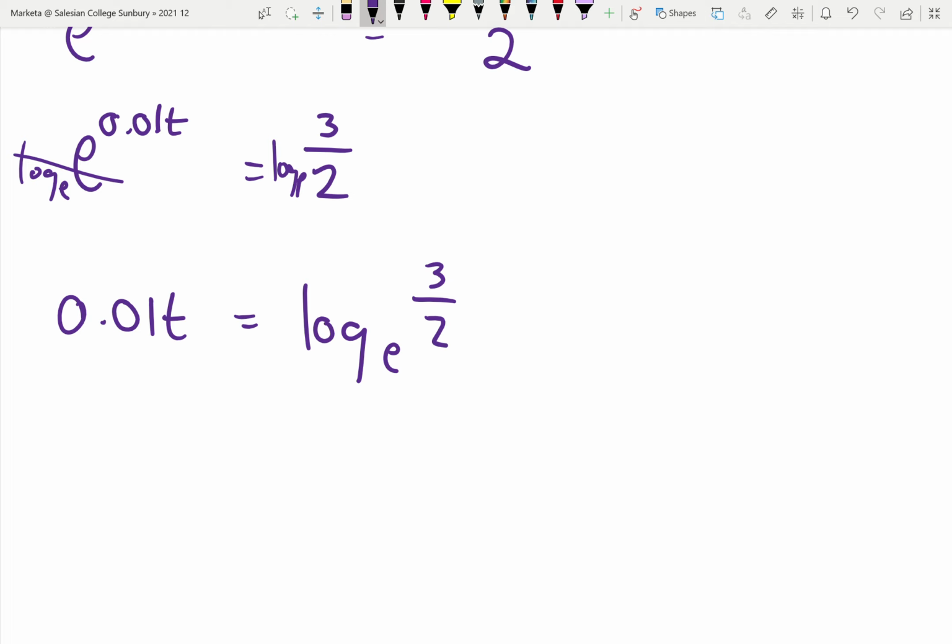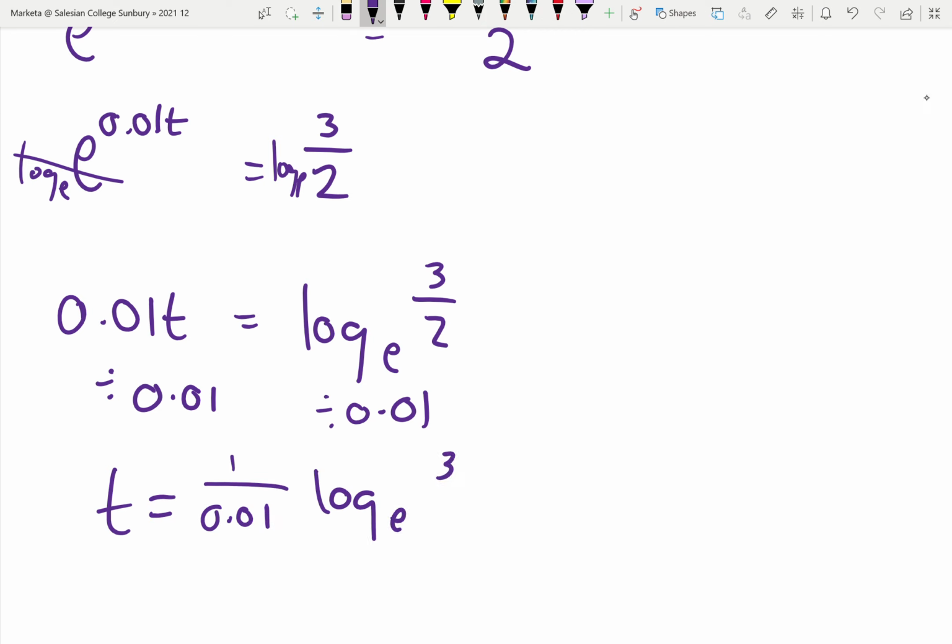And then now I'm going to divide by 0.01. And of course, I'm going to get t equals 1 over 0.01 log e 3 on 2. And then now you can just do it on CAS. So we get t, and this is going to be an approximate value, obviously, and that is, I'm just going to do that.